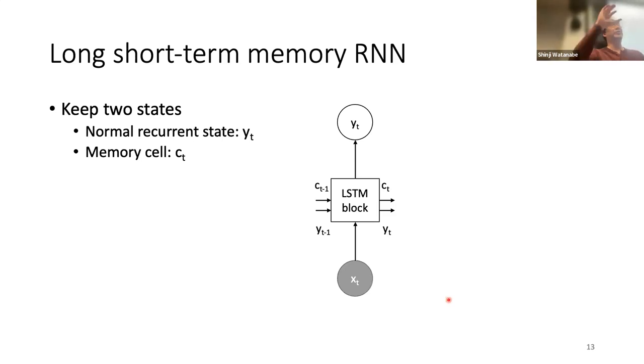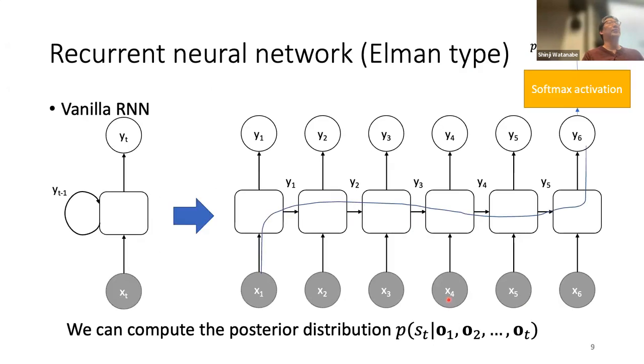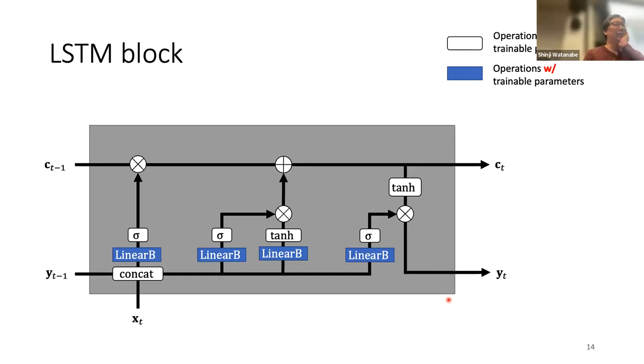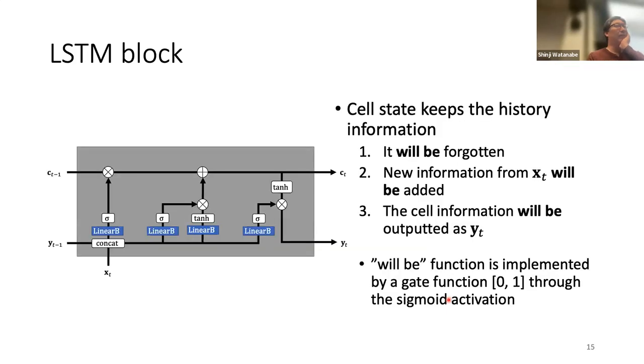And this is actually quite interesting. It has two types of hidden state, and tries to memorize the long-range context instead of leaving the recurrent neural network in this kind of architecture. So I will explain the LSTM in a bit more detail. This is the detailed LSTM block. It's a little bit complicated, but I can explain it one by one.